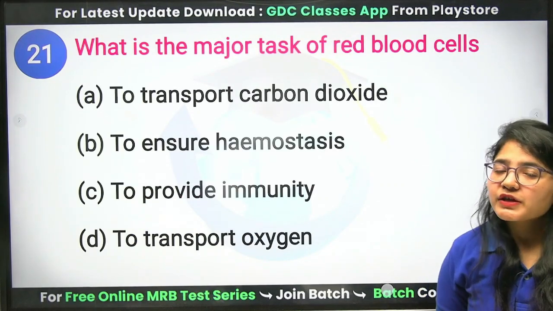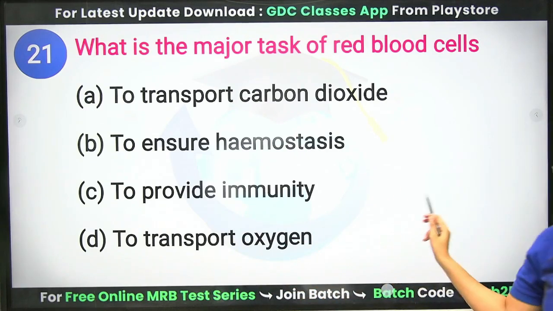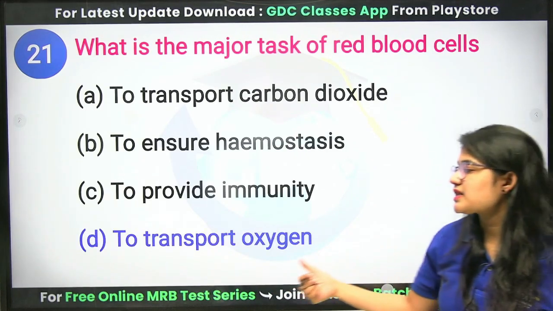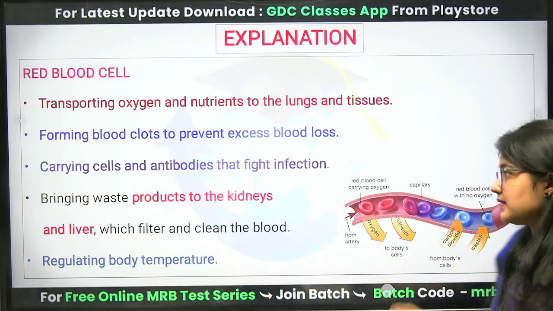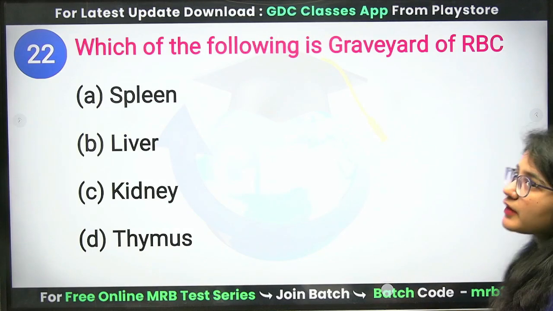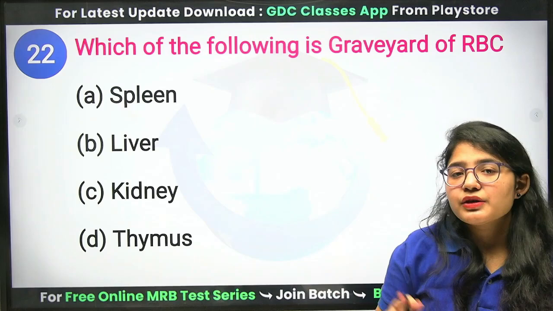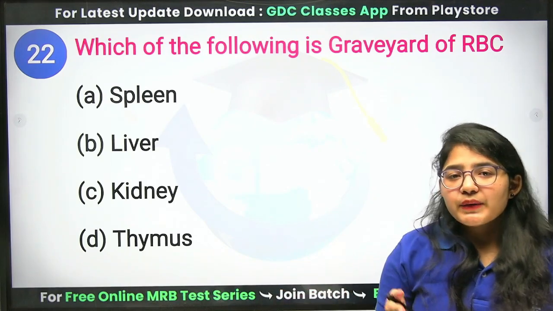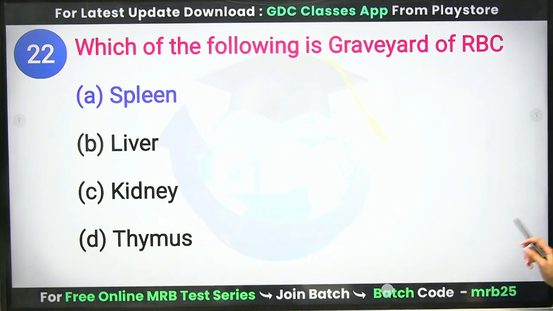Next question. What is the major task of red blood cells? The main function of red blood cells is to transport oxygen. Immunity is the function of your white blood cells. Next question. Which of the following is known as the graveyard of RBC? That is the spleen, because in the spleen the destruction of RBC takes place, or you can say the recycling of RBC takes place in your spleen.